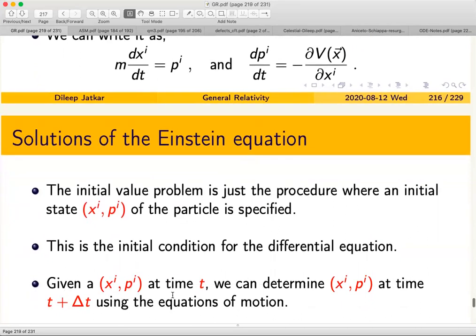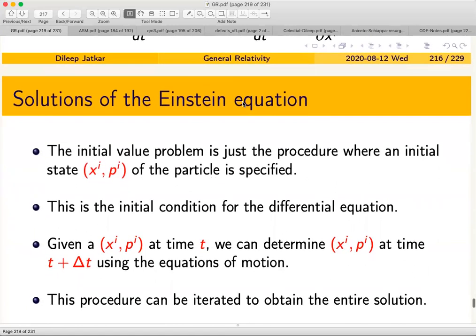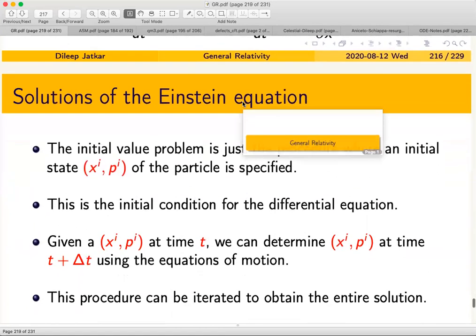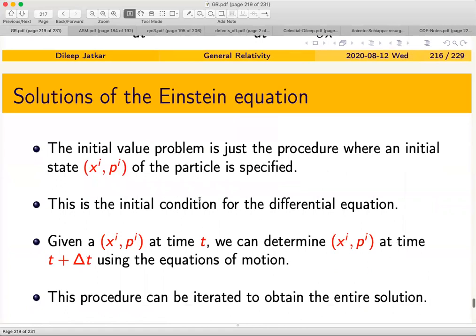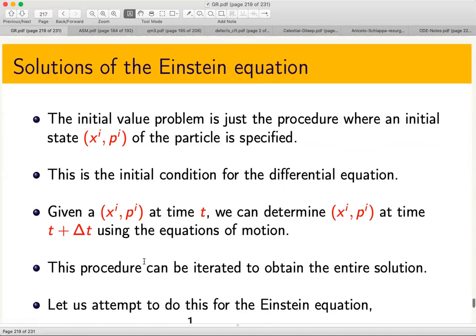Given xi pi at time t, we can determine them at time t plus delta t using these equations. Okay, fine. So that is the way one would go about solving it. Now, to obtain a full solution, you have to iterate this procedure several times. You do this, then you get a new one at t plus delta t, do it again, and keep doing it, until you get a global solution.